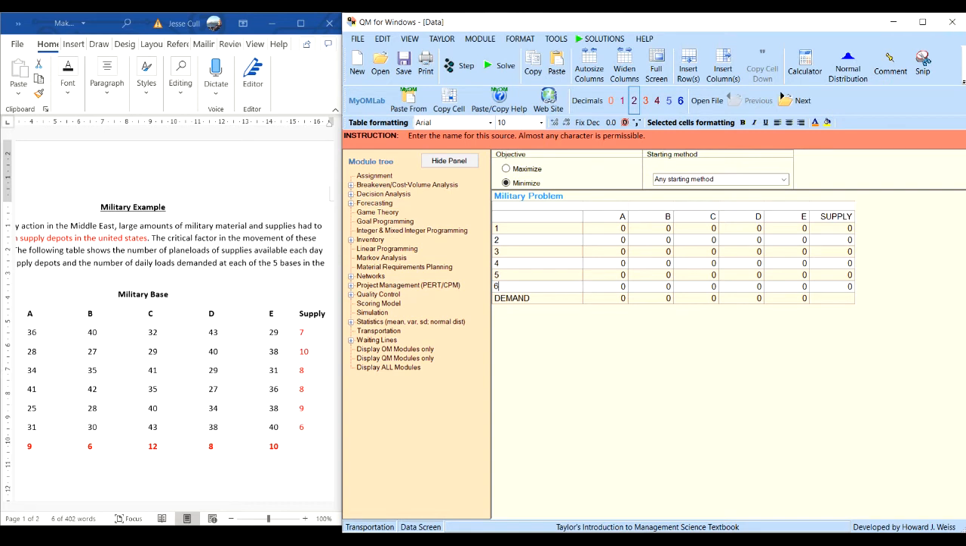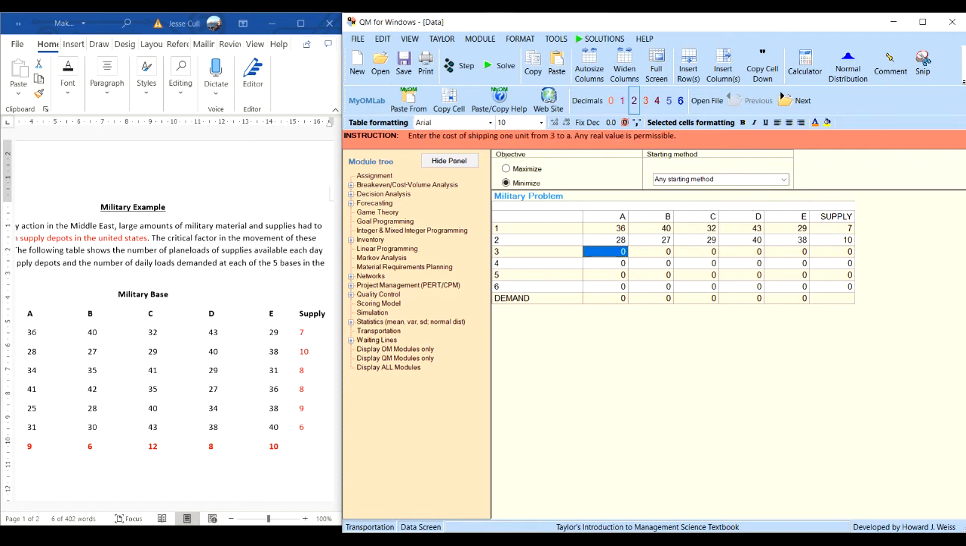So let's enter our information: 36, 40, 32, 43, 29, with a supply of 7. Source 2 is 28, 27, 29, 40, 38, with a supply of 10.